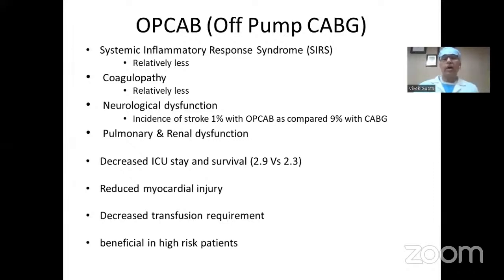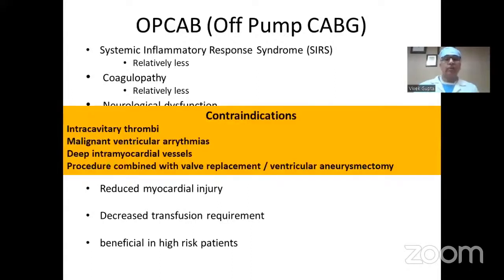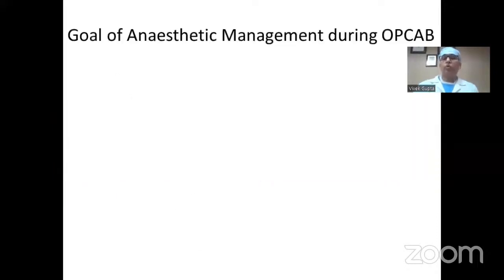So it is beneficial in the high-risk patient, especially the patient with neurological disease or renal disease. But there are certain conditions: if the patient is having an intracavitary thrombus, or a malignant ventricular arrhythmia, or a deeper intramyocardial muscle, or we are planning for a combined procedure, then off-pump CABG should not be performed. So what are the goals?